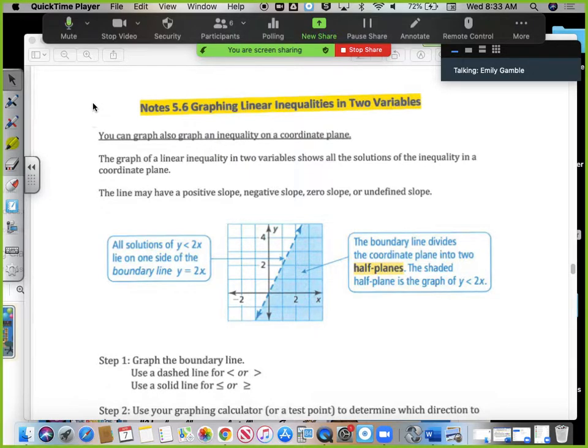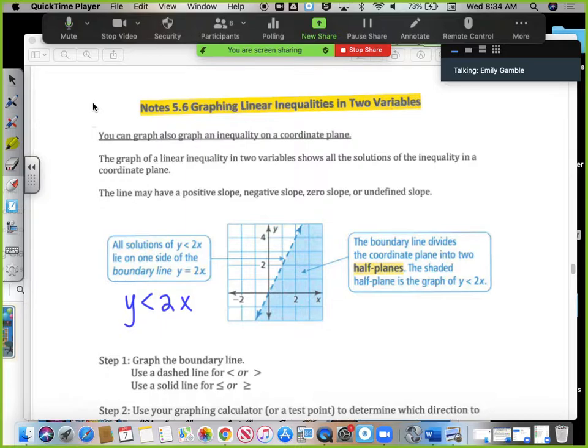You can graph inequalities on coordinate planes. The lines can have positive slopes, negative slopes, zero slopes, or undefined slopes, just like they can with equations. But the main difference here is that we are going to have the shaded region. So it's either going to be above a line or below a line. So this linear inequality graph is on y is less than 2x.